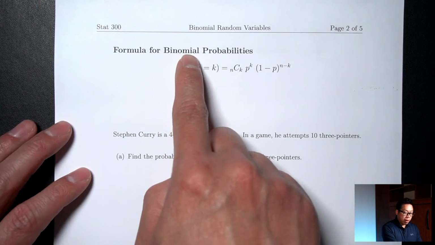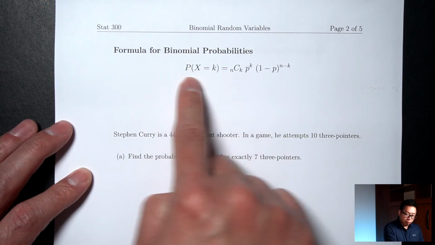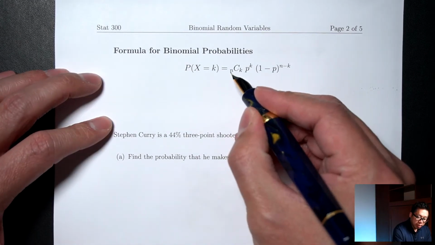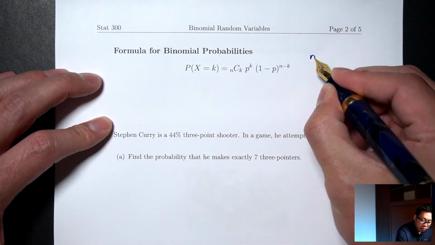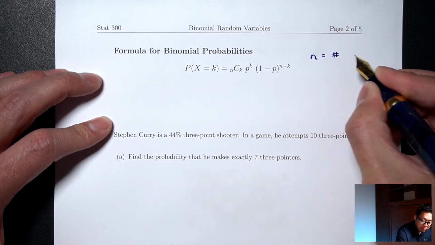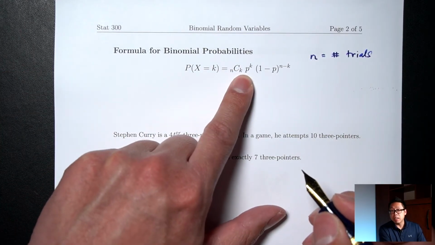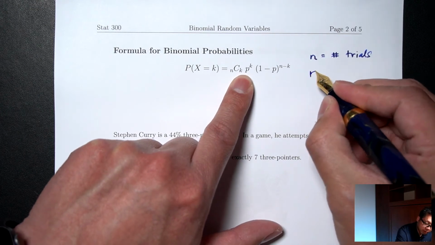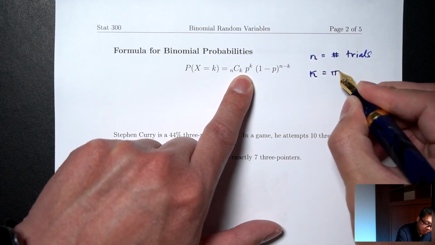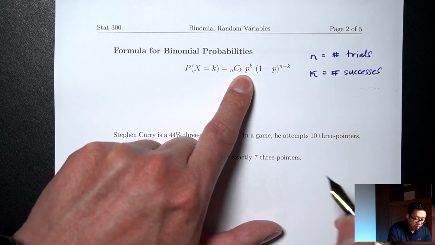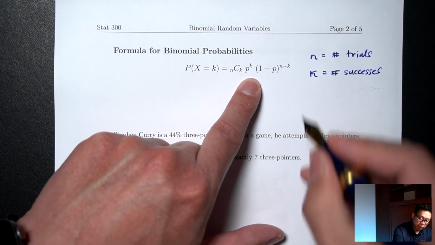There's a nice formula for finding binomial probabilities. This is the formula, so let me tell you what some of these letters mean. The N stands for number of trials. The K stands for the number of successes. The P stands for the probability of success.